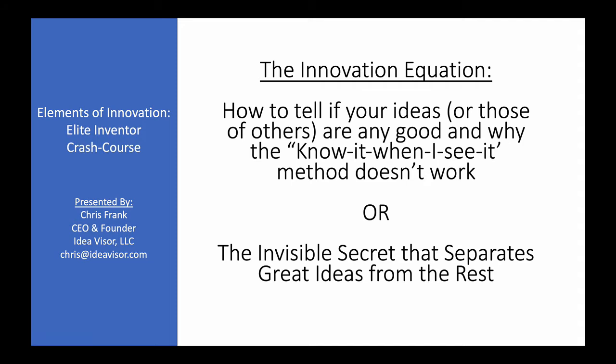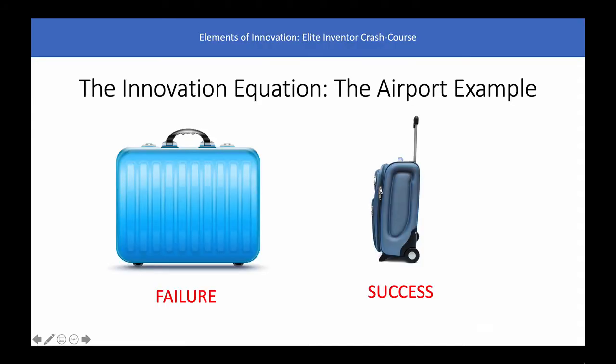In this video, I'm going to show you the invisible secret that separates the great ideas from the rest, and how you can use this to come up with better ideas of your own. We're going to start with the simple example of luggage on wheels, and we're going to see if we can derive an innovation equation that separates the good ideas from the bad, that can be applied not only to a simple idea like this, but to more complex inventions such as those relating to the self-driving car.